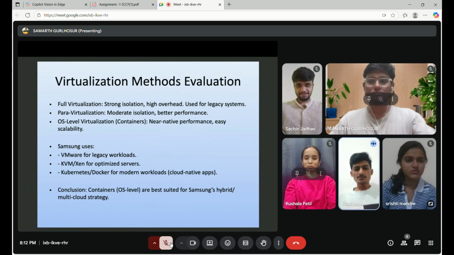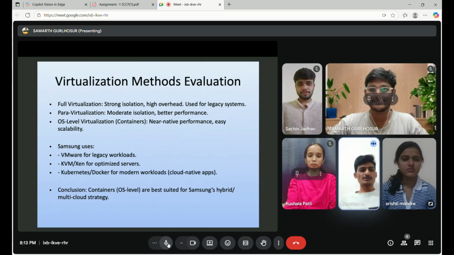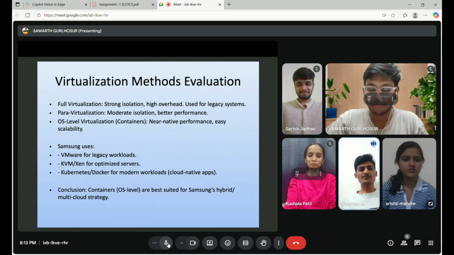Conclusion: containers, OS-level virtualization, are the best suited for Samsung's hybrid multi-cloud strategy.